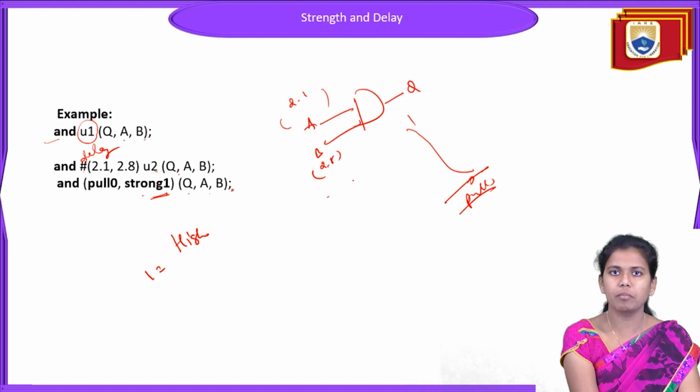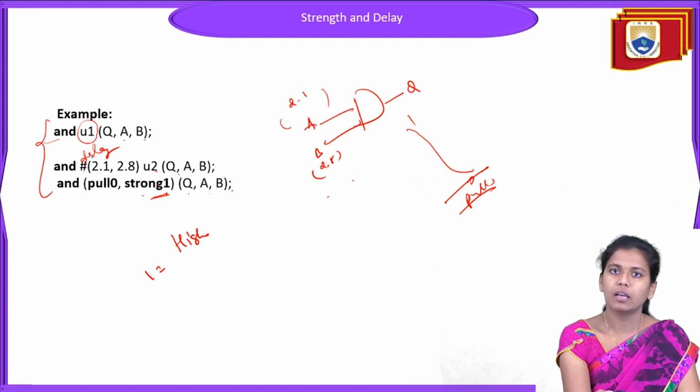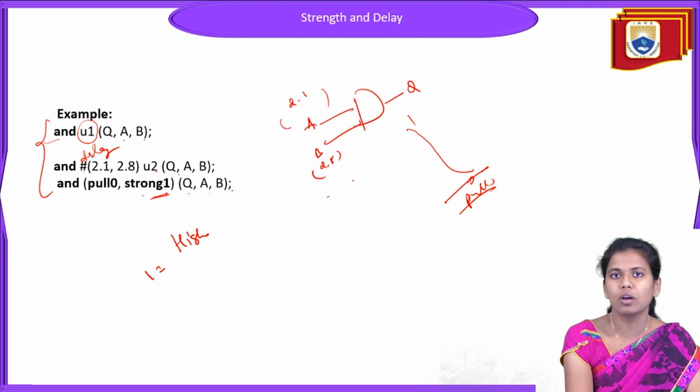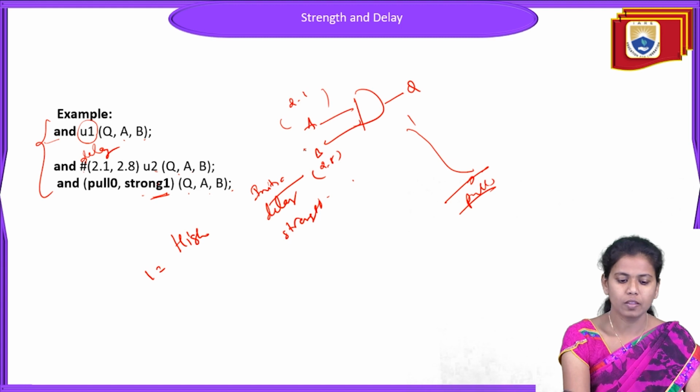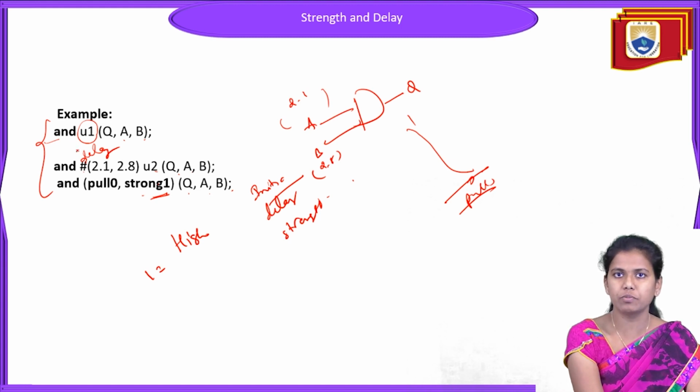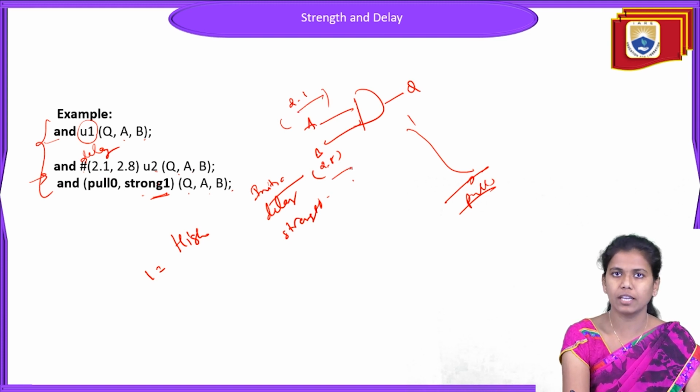So this particular example helps us to analyze how to write a program with respect to the delay, the strength and the initialization of the particulars clearly. Here the initialization is taking place with respect to the input and output in the terminal list, and the second statement is talking about the delays. The representation of the delay with respect to both inputs A and B is 2.1 and 2.8 nanoseconds.